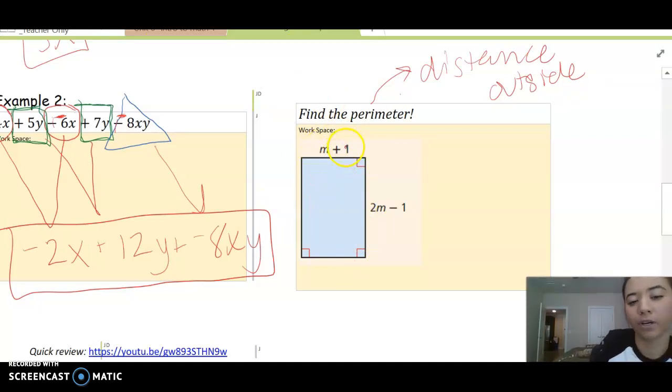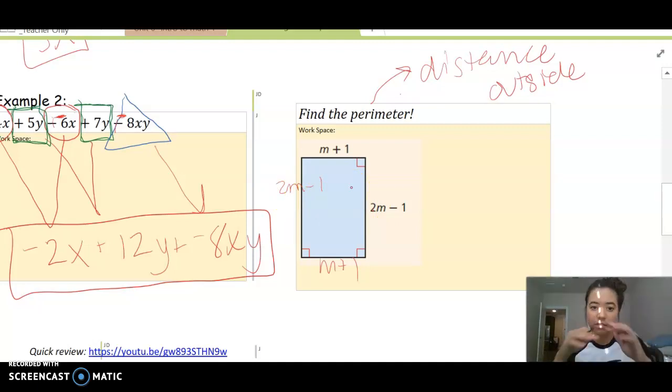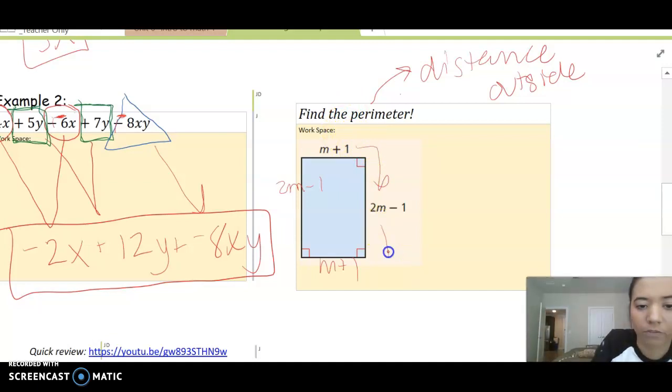So if this side is m plus 1, this side is 2m minus 1, how long is this one? Hopefully you said, oh, it's the same as that one, and it's m plus 1. So that means this side is how long? 2m minus 1. Same as this side. Okay, so perimeter means your total distance outside. So what do you think I'm going to do with all of these? Hopefully you said, oh, nice, I'm going to add them together.